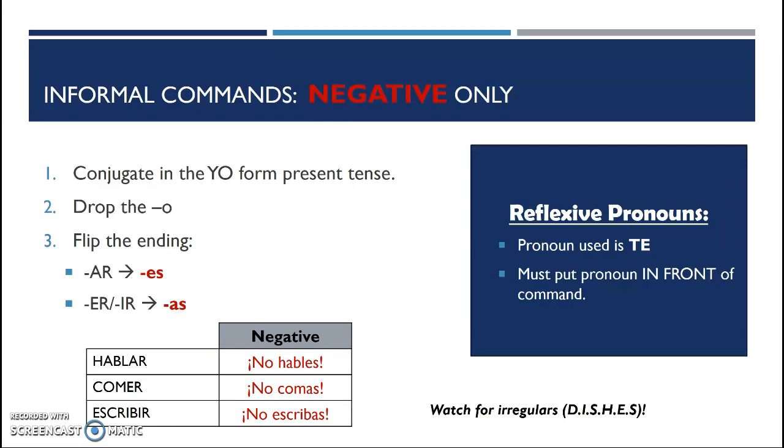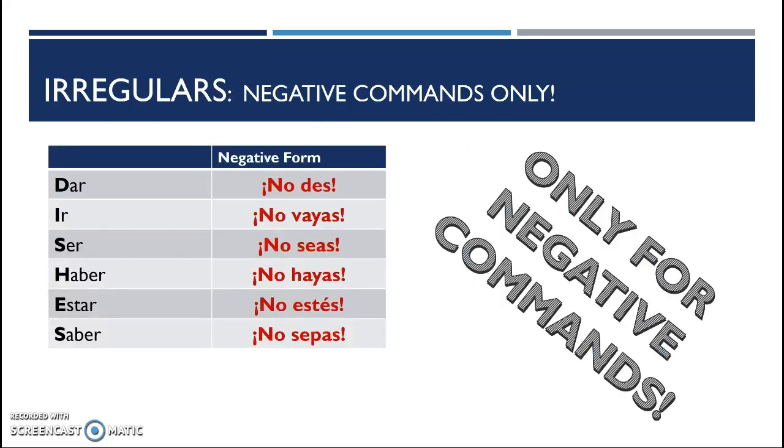This also means that we're going to have to watch out for irregulars such as DISHES, the same irregulars we had to deal with in formal commands. Dar, ir, ser, haber, estar, and saber. And we'll go over those on the next slide. Because these are negative commands, the same rules apply with regards to reflexive pronouns. Because it's informal, the pronoun will be te, but because it's a negative command, the te will go in front of the command. And we'll see some examples momentarily.